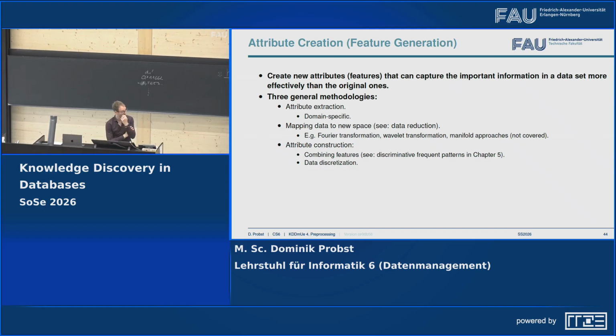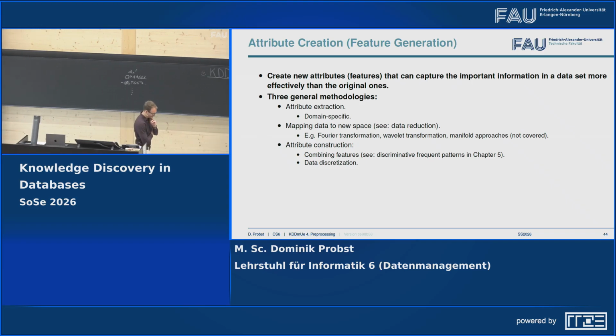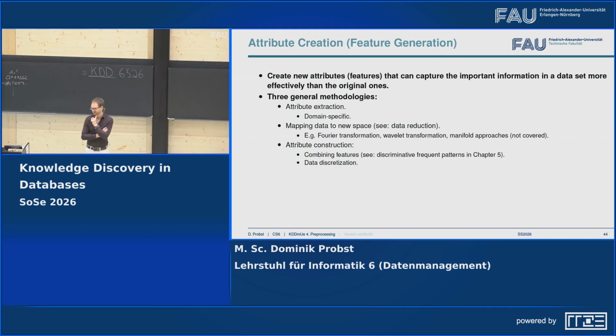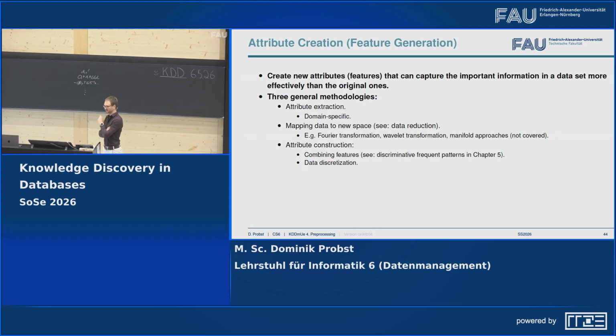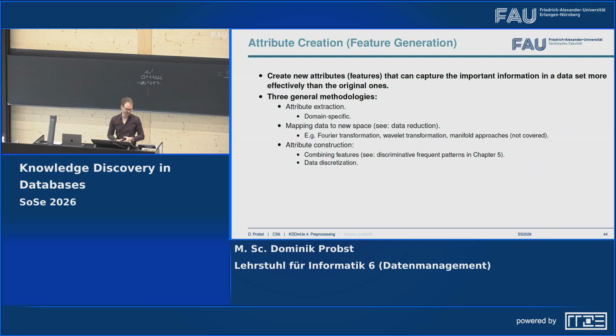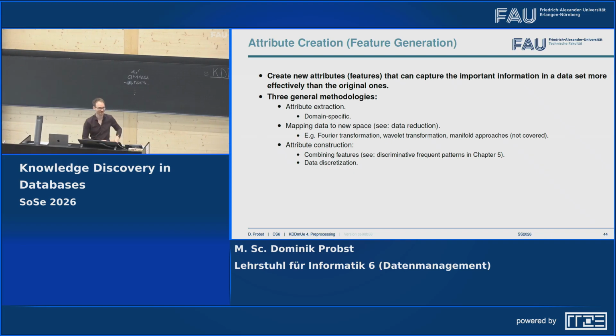We can do it in other methods as well. For example, we can use domain-specific methods. We can use methods like we had to map the data into a new space. And we can, of course, combine features, for example, using a frequent pattern analysis, which is something we will do in chapter 5. Or data discretization, which is something we will do maybe later today. I'm not that sure about that.